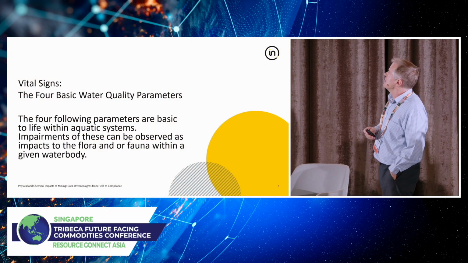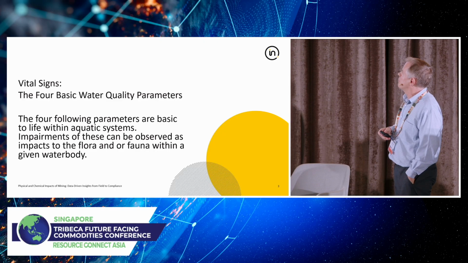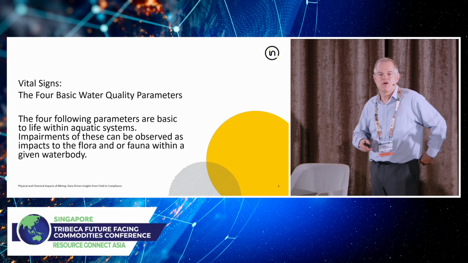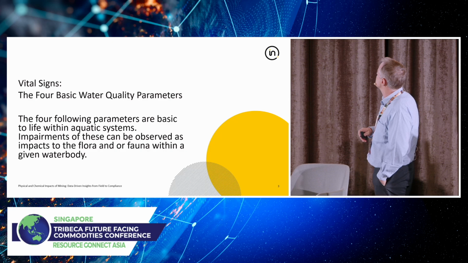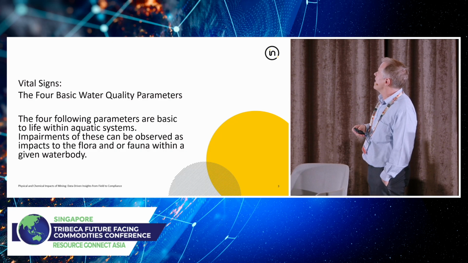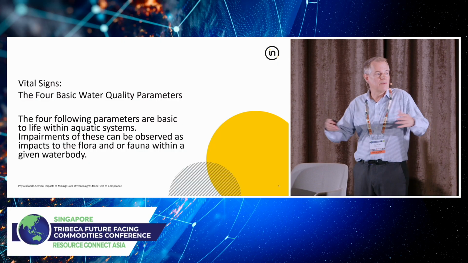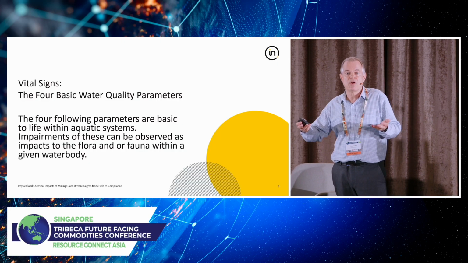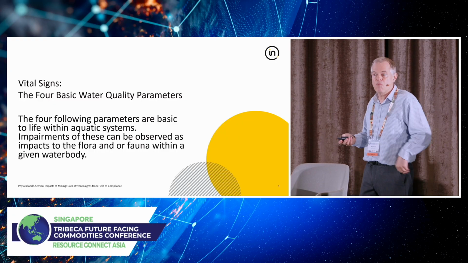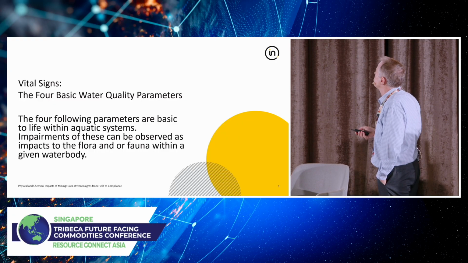So, vital signs, the 4 basic water quality parameters. These parameters are followed by mining companies because they want to observe their impacts on the flora and fauna within the water bodies surrounding the mine sites. Many mines are surrounded by water bodies. Mines need a lot of water in which to operate very often.